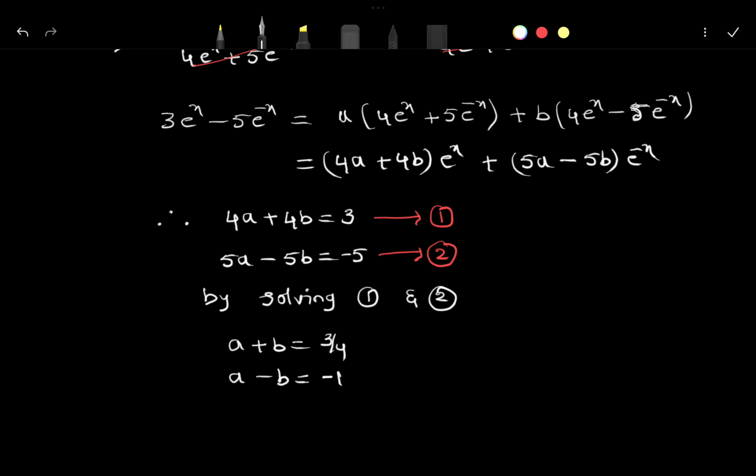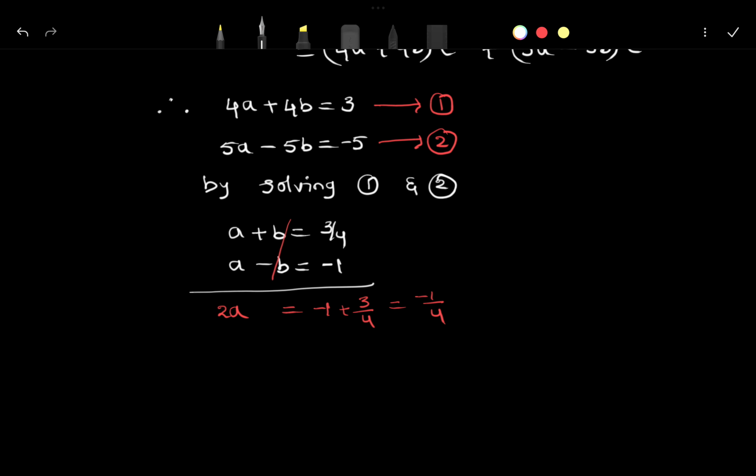I hope everyone is clear on this. Now by adding these two, plus b and minus b will cancel. Then 2a = -1 + 3/4, which equals -1/4. So 2a = -1/4, which means a = -1/8. Substitute this a value in any one of the above equations, then we can find the b value. By substituting, you get b = 7/8.